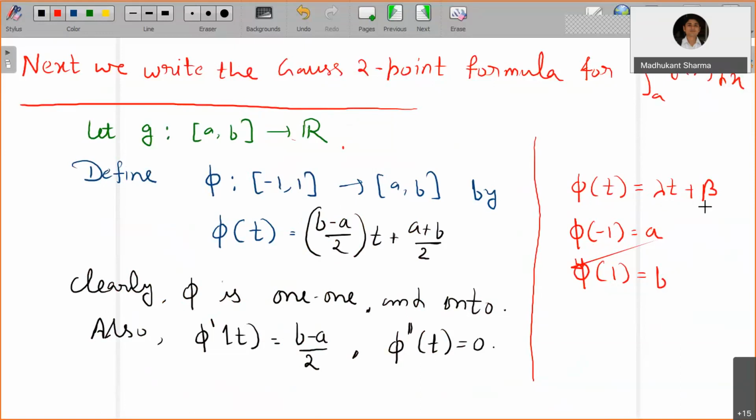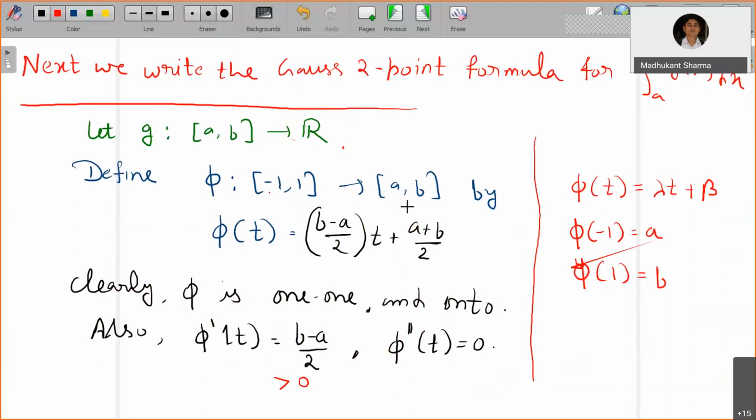And see, this is a continuous map. Not only that, if you look at phi dash, it is (b minus a) by 2. And since a is less than b, this is always greater than 0. So it says that phi is an increasing function, and it is mapping -1 onto a and 1 onto b. So it is a continuous function, which also establishes it is one-one.